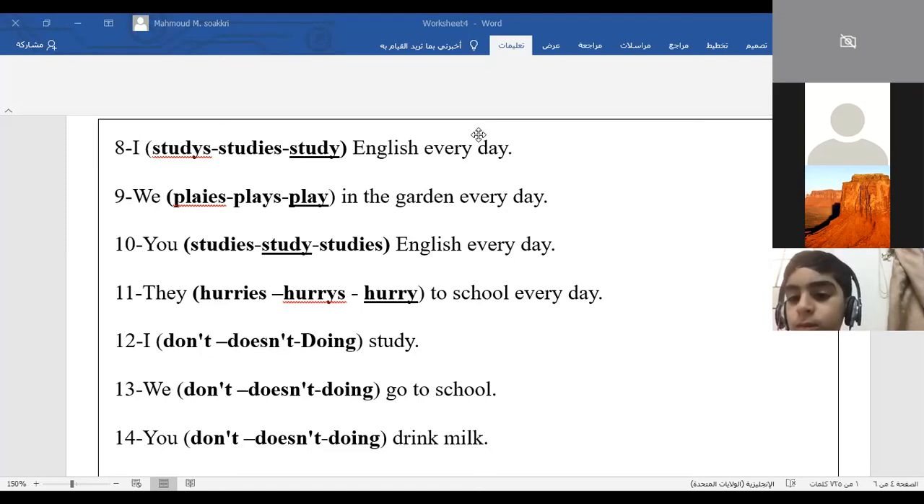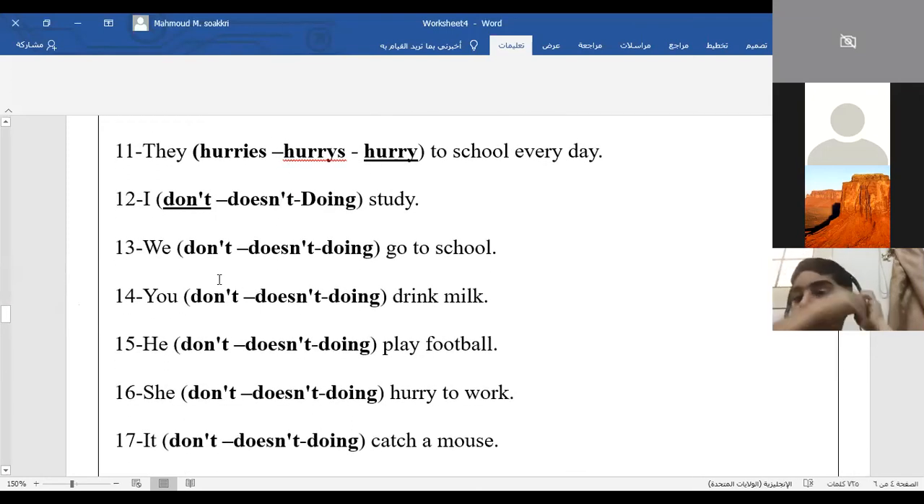Muhannad Sarhan, this question, please. Number 13. Read and answer. We don't go to school. Yes, we don't go to school. Thank you.